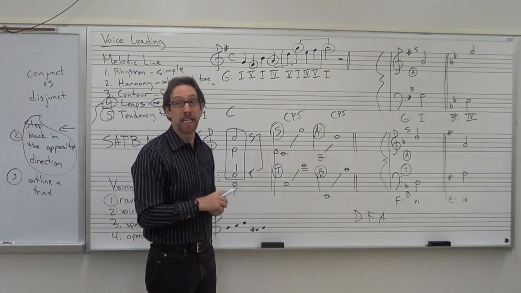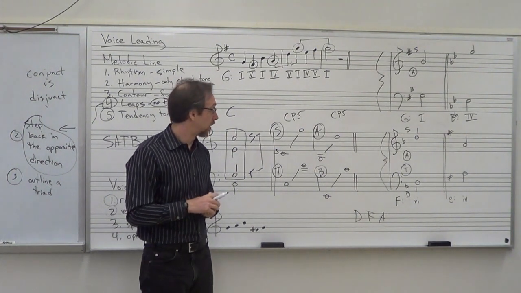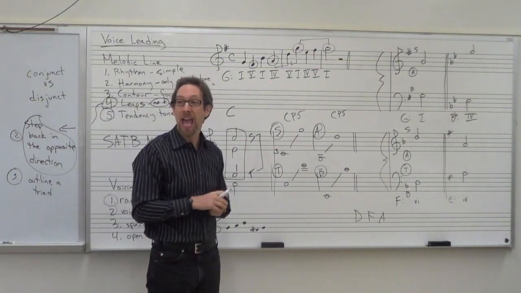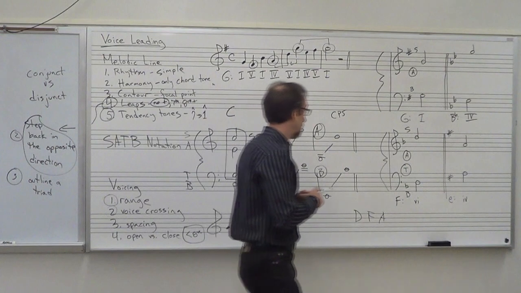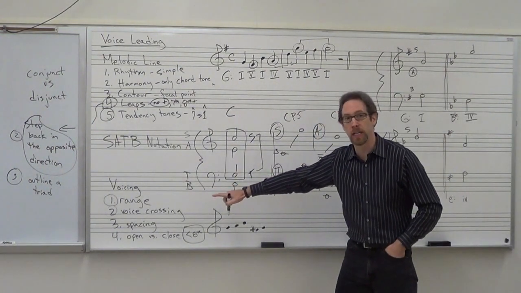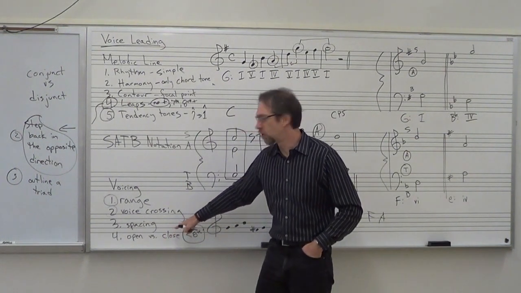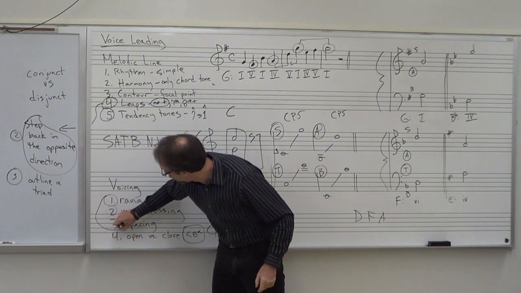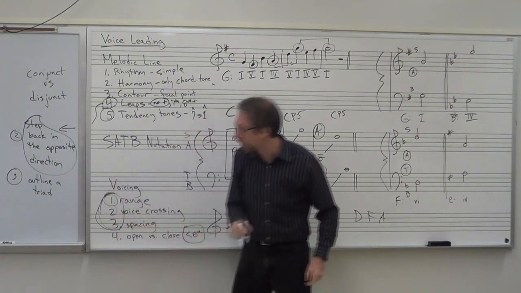Well, we've got 2 Ds, so we know that's been covered. We will need the note F, and we'll need the note A. But we don't want to break any of these rules: range, voice crossing, or spacing. Open versus closed is not a rule, it's more of like an observation, it's a type. So here's our rules, 1, 2, and 3.